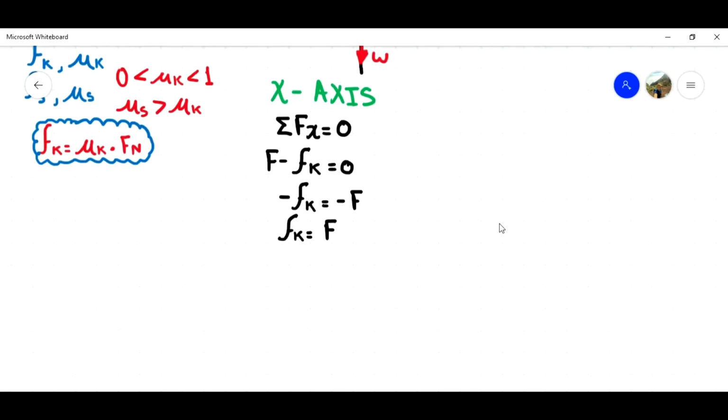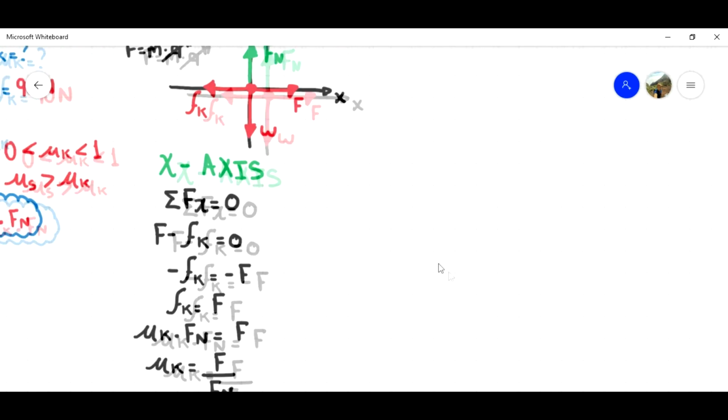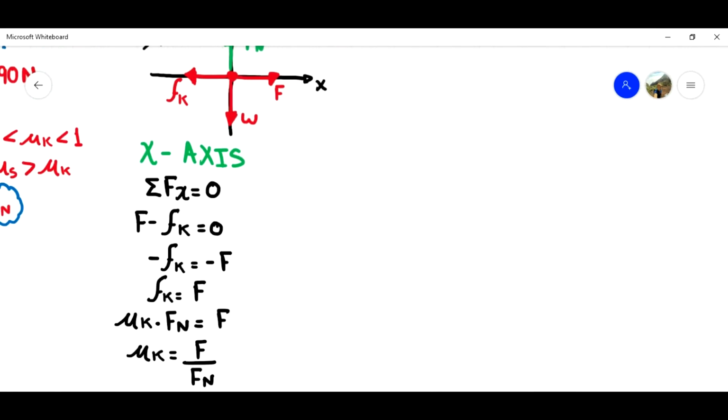Okay, so then I'm going to substitute what the friction force is. So friction force is the coefficient of the friction force times the normal force equals the force. So the coefficient of the friction force equals force over the normal force. Okay, I don't know how much is the normal force, so I need to begin my y-axis analysis. So let's do it. Y-axis.